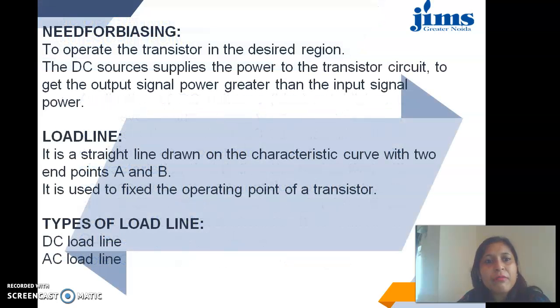Now, need for biasing. To operate the transistor in the desired region, the DC sources supply power to the transistor circuit to get output signal power greater than the input signal power. So this is the requirement of a transistor. Now the load line. It is a straight line drawn on the characteristic curve. I'll show you the characteristic curves in this video, where the DC load line is a straight line plotted on the VI characteristic curve of a transistor. It is used to fix the operating point of a transistor.